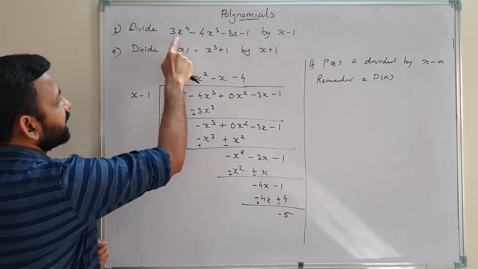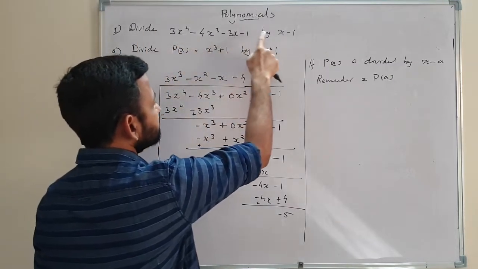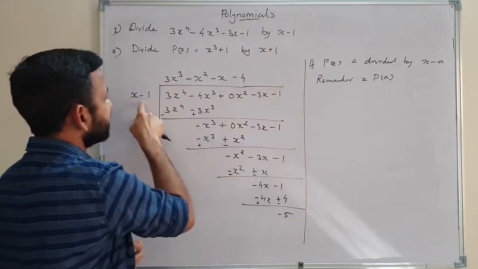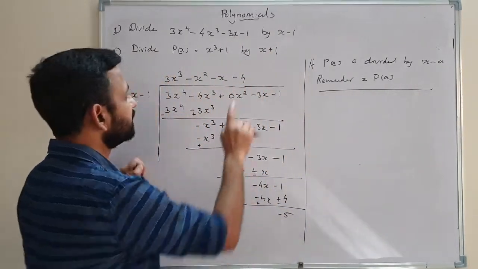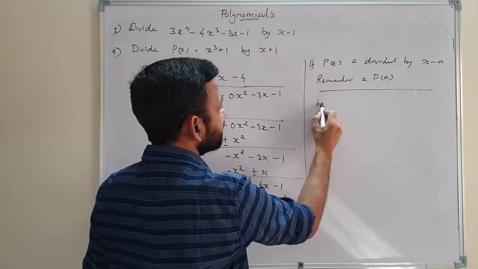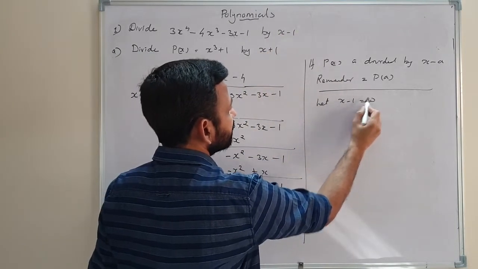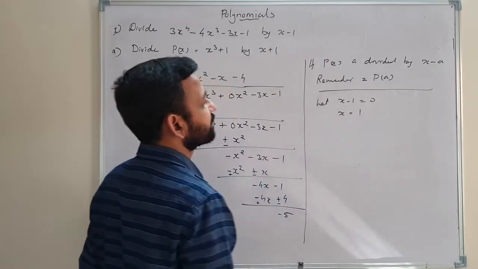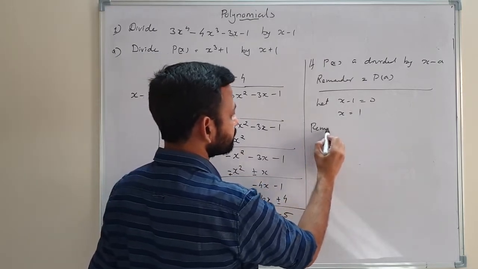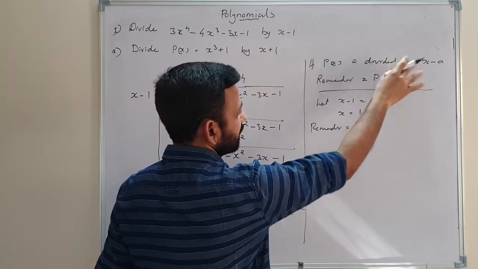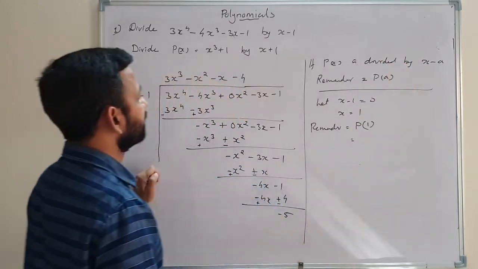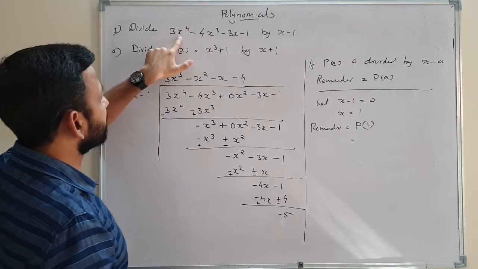So if this polynomial is divided by x minus 1, the remainder will be, as in the previous class, we learned how to find the remainder. Let the divisor equal to 0, let x minus 1 equal to 0. Therefore x is equal to 1. So the remainder is equal to p of 1 by the remainder theorem. P of 1 means replace x by 1.